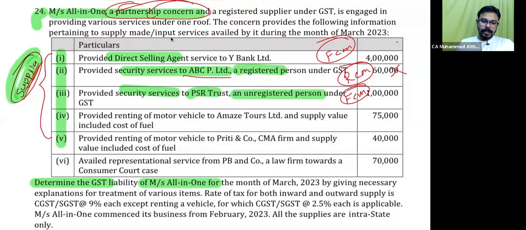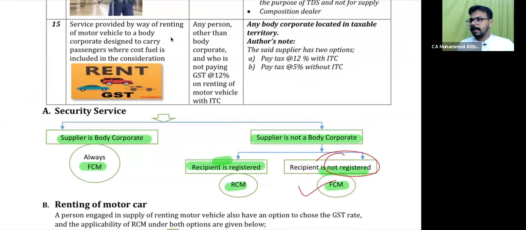Right. Next one, the fourth one, read and tell me whether it is FCM or RCM. Renting of motor vehicle services to Amaze Tours Limited. Everybody open the theory on renting. You have to remember this: in case of renting of motor vehicle, for it to become RCM, we have to tick four things in the question. If you tick all four things, it will be RCM. Otherwise, it will be FCM.